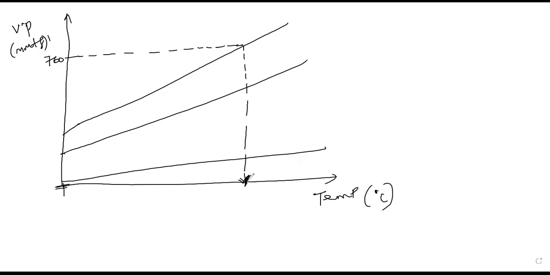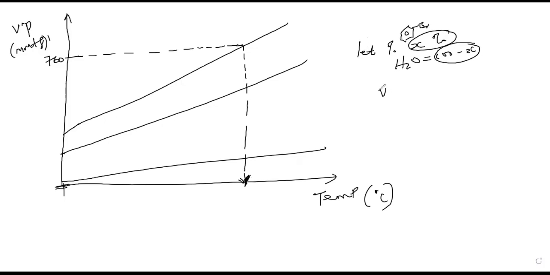the percentage by mass of bromobenzene. Let the percentage by mass of bromobenzene be X. If bromobenzene is X, then for water it is going to be 100 minus X. This is for bromobenzene, and this is for water.